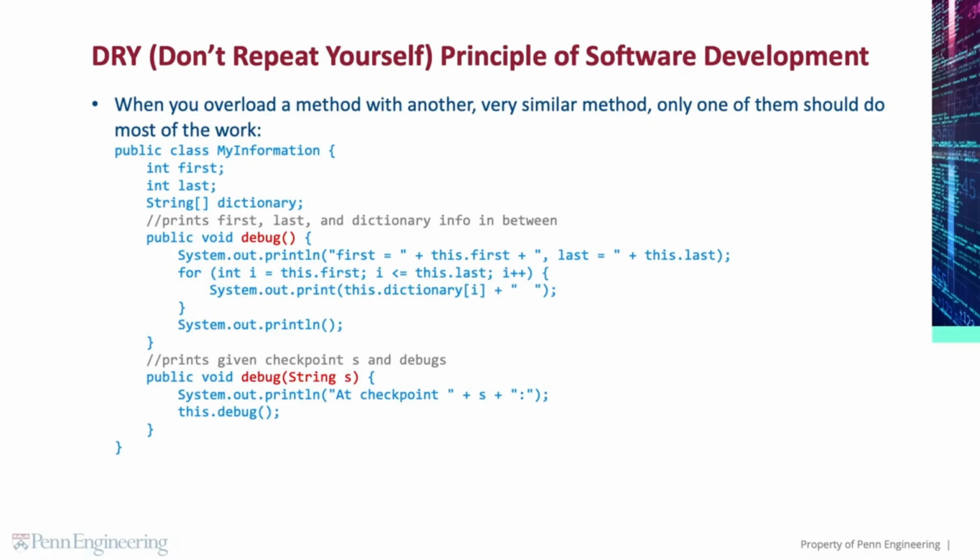When you overload a method with another, very similar method, only one of them should do most of the work. In this myInformation class, we have a debug method that prints the first value, the last value, and information from the class's dictionary object. Then we have another debug method that takes a given string, prints it, and then calls the first debug method. Here, the first debug method does most of the debugging work of printing and iterating over the dictionary. The second debug method does something extra and then just asks the first debug method to do all of the other debugging work.